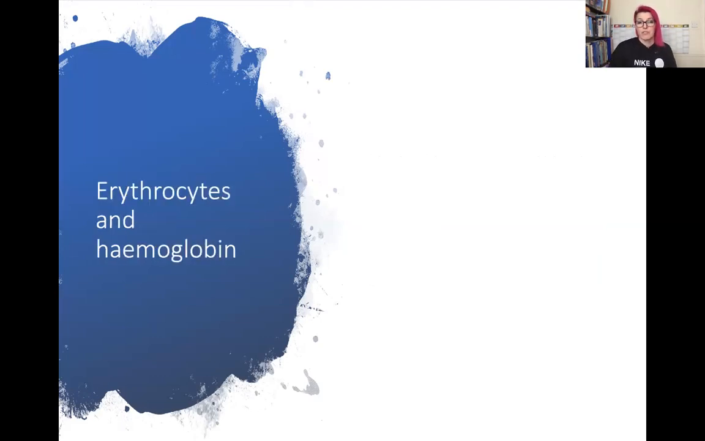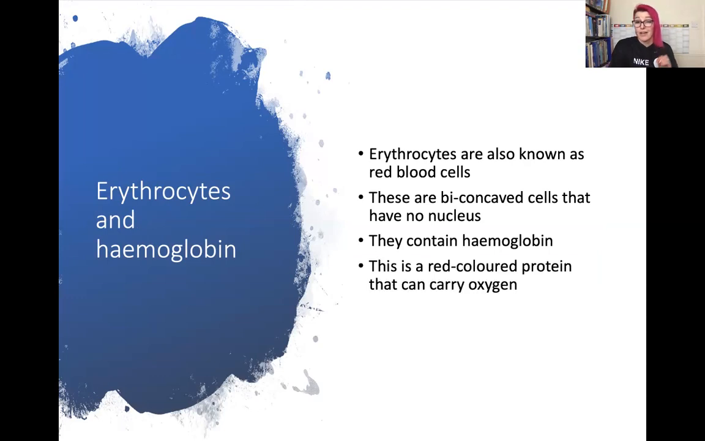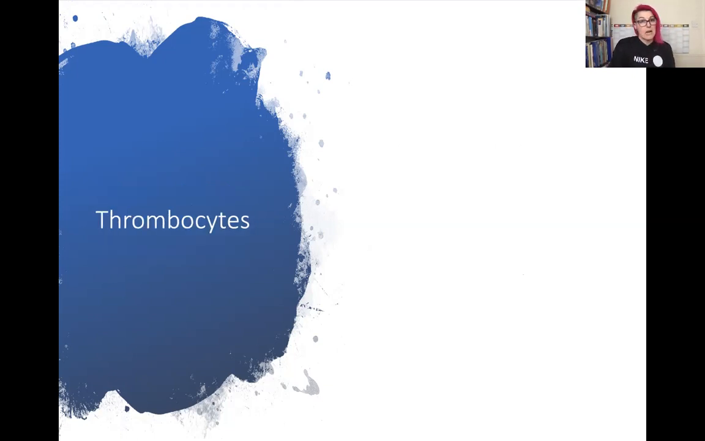Then we've got the erythrocytes and hemoglobin. So we know the erythrocytes are your red blood cells, so also known as red blood cells. They're biconcave cells that have no nucleus. They contain hemoglobin, and we know that carries the oxygen. So the oxygen attaches to that hemoglobin to create oxyhemoglobin, and the oxyhemoglobin goes around the body. And when the oxygen detaches, we have the hemoglobin again readily available.